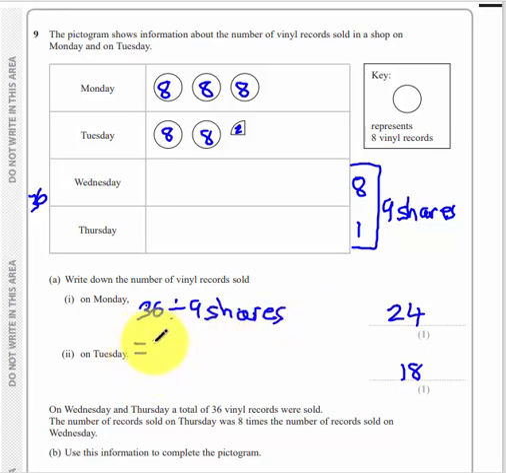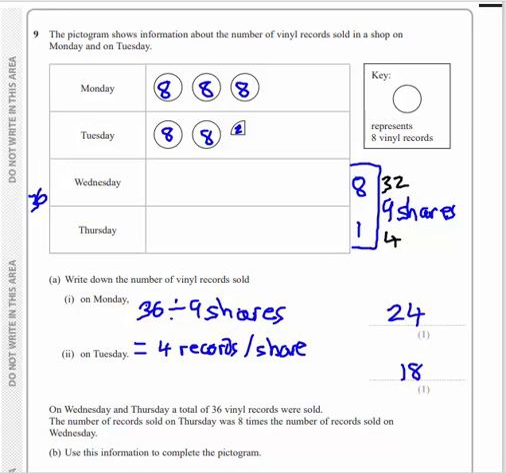36 divided by 9 is 4, so it's 4 records per share. Therefore, the 8 shares are going to be 32 records, because 8 times 4 is 32, and the 1 share is going to be 4 records, because 1 times 4 is 4.